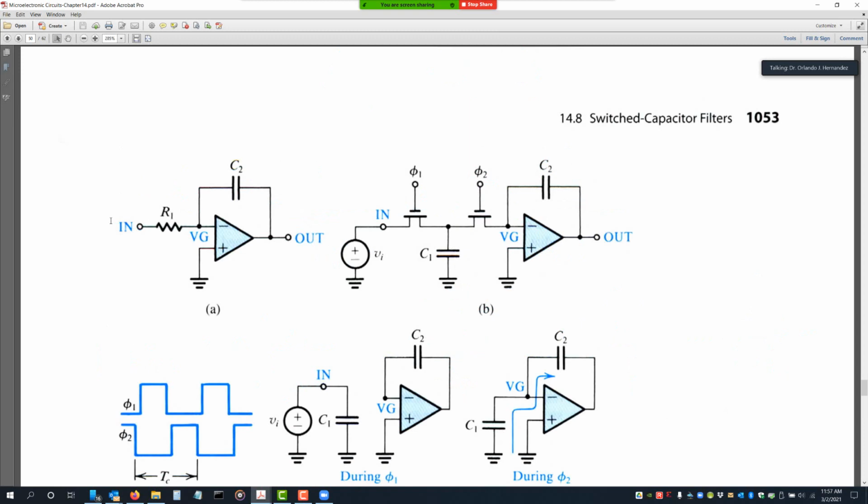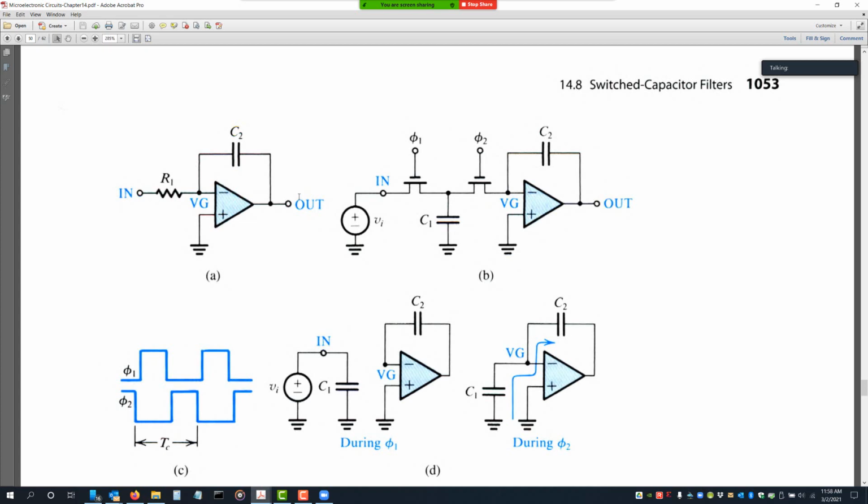So here's an idea of a Miller integrator, where we have replaced the resistor with a switch capacitor, and it works exactly the same. You can see that during the first phase of the clock, the capacitor charges when the first transistor is closed and the other one is open. Then when the first transistor is open and the second one is closed, you transfer the charge to the other part of the circuit, the load at that node.